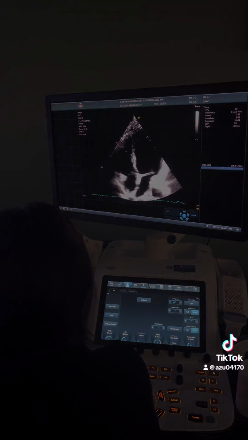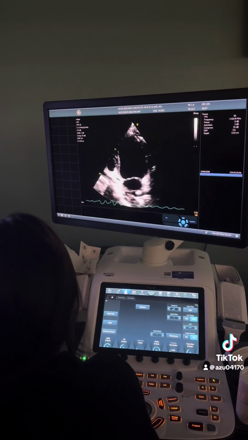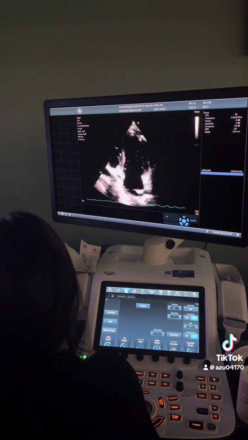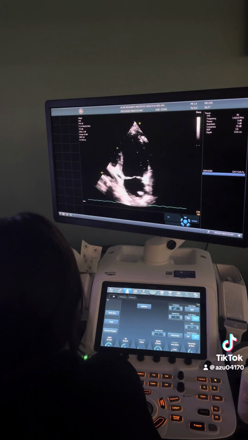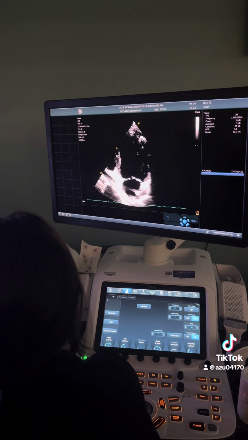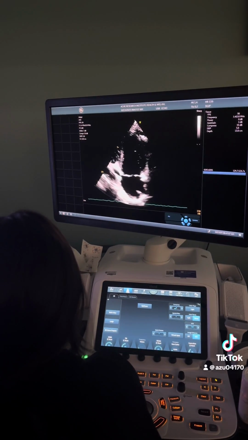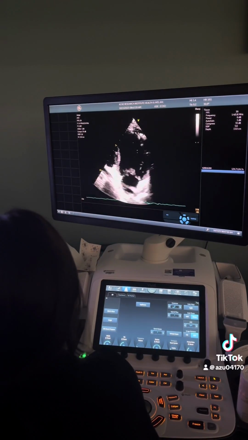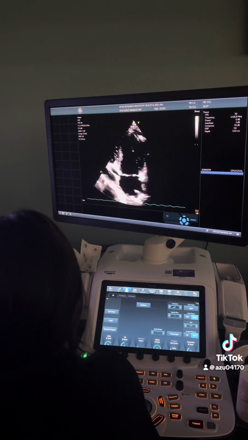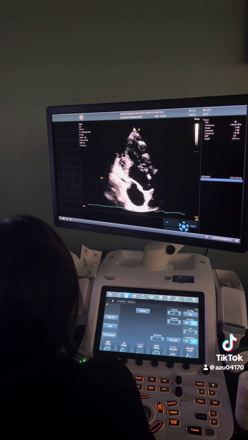This view is called the two-chamber view. You want to rotate your transducer 60 to 90 degrees counterclockwise and face the notch towards the right ear or right shoulder of the patient. In this view, we can see the left atrium, mitral valve, and left ventricle.